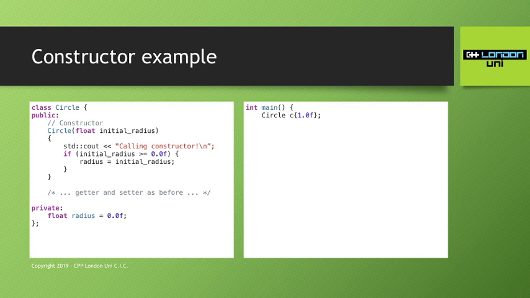So now, when we call circle, curly braces 1.0, something rather different happens to what happened before. Before, I was telling you, well, not telling you fibs, but I wasn't being entirely clear. I said this is the way we construct things in C++. I was slightly simplifying things a bit. Actually, that's like a special case.